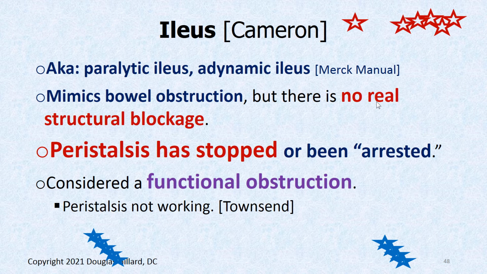So in ileus, as one of these AKAs gives it away, paralytic ileus, the small bowel and large bowel are paralyzed. They're not working. So peristalsis has completely stopped or been arrested, is the fancy medical word for that. Peristalsis is arrested, and therefore all your fecal material is frozen and not moving anywhere. So your bacteria are running wild, and that's, in a sense, an obstruction.